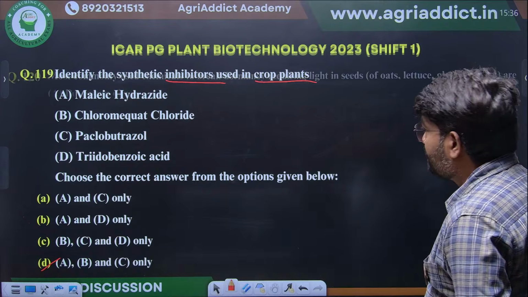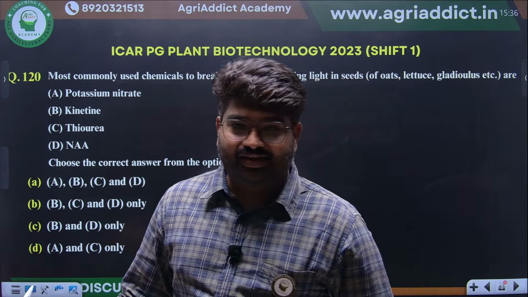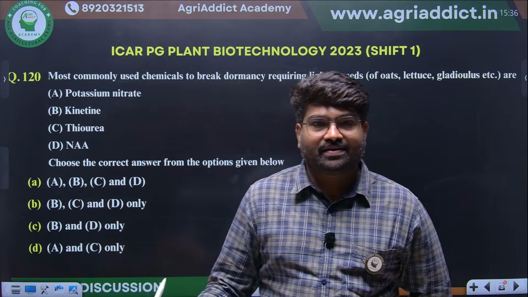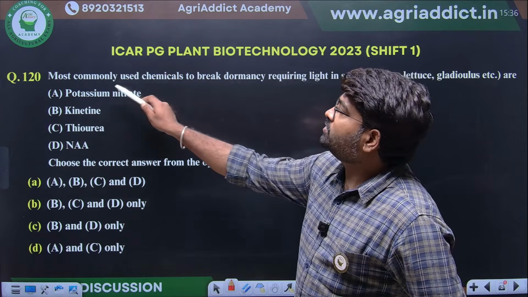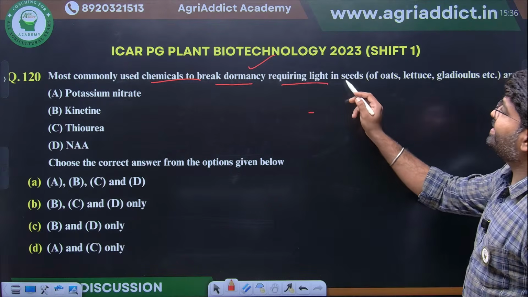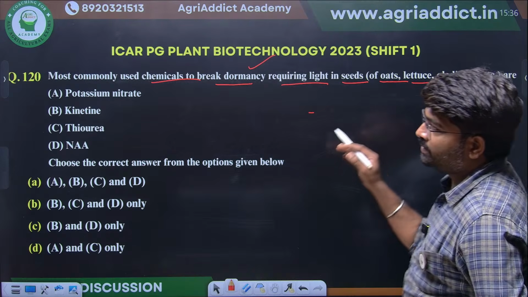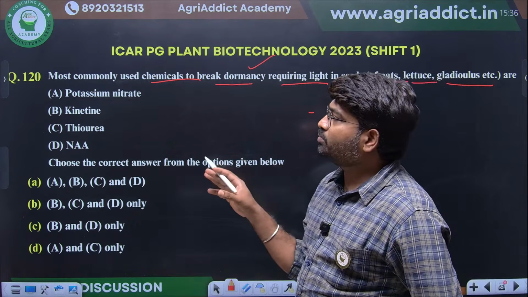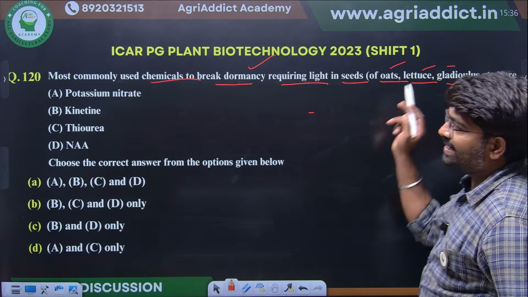Okay, this is the last question. This is a repeated question. They have asked 2 times the same question. Most commonly used chemical to break dormancy requiring light in seeds like oats, lettuce and gladiolus are: what chemical components will they use for breaking the dormancy in oat, lettuce and gladiolus?